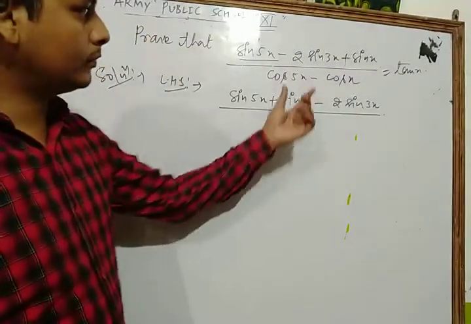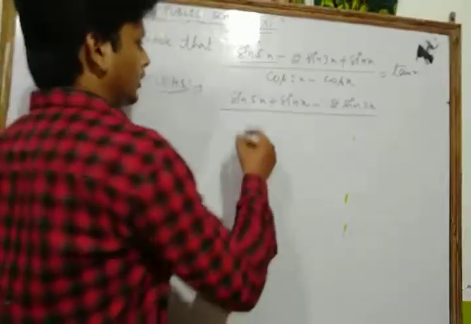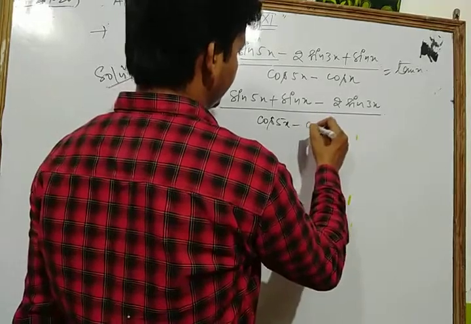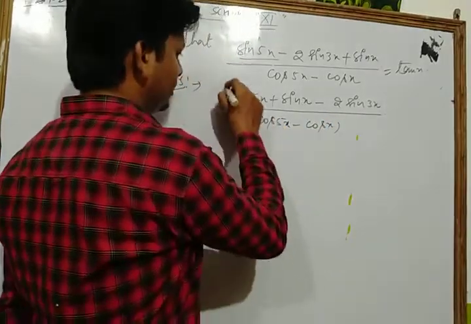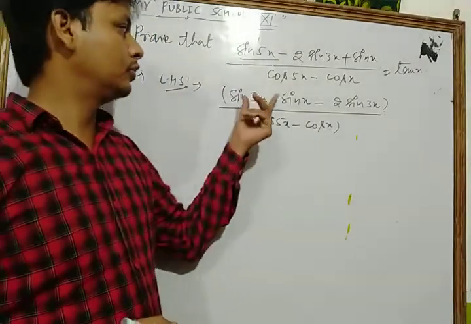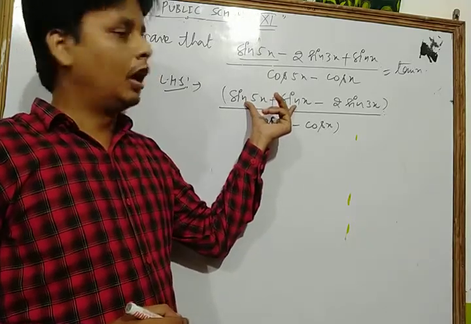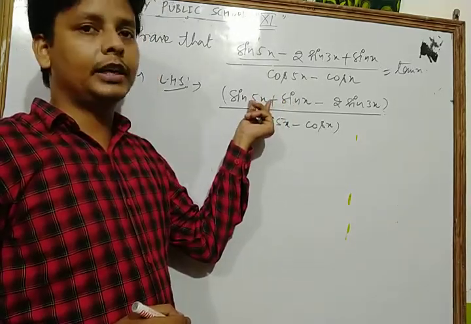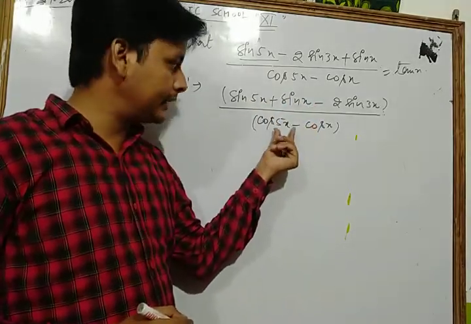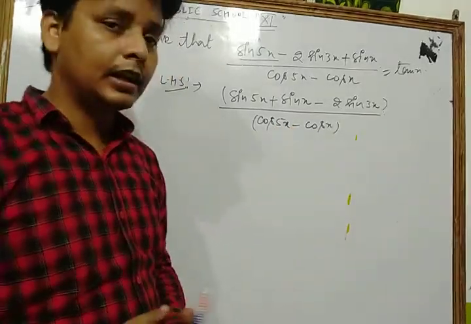Upon, in the denominator we have cos 5x minus cos x. Now let's see what I do here. If you observe the first two terms, we apply the formula sin c plus sin d, and in the denominator we apply the formula cos c minus cos d.